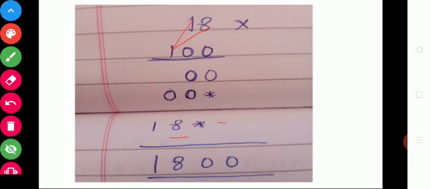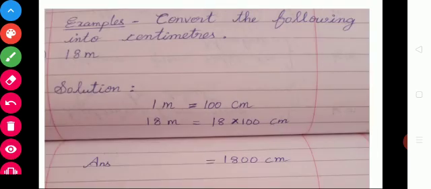And then next 1 ones are 1. And then 0. 0 plus 0 is 0. 0 plus 8 is 8. And then 1. So what is the answer? You got it? 1800 centimeter. Yes, 1800 centimeter. You got the answer. So look at that next example.